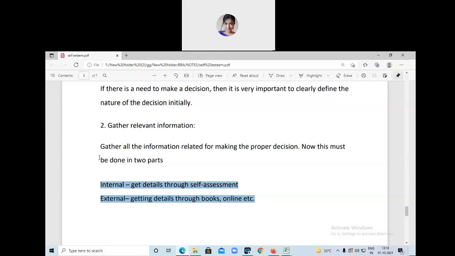Is it clear regarding how you are supposed to gather relevant information in order to take the correct decision? Is it clear, students? Yes, no? Yes, ma'am.